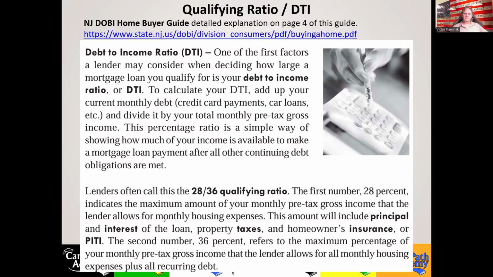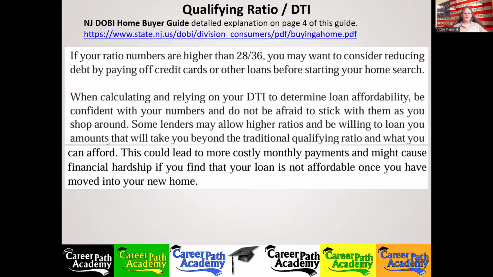And the 36%, that includes all other expenses like you would have for housing, your mortgage payment, your taxes, your homeowner's insurance, etc. Now, if your ratio is higher than 28/36, you may want to consider reducing or paying off some of your credit cards or other debts before doing a home search.